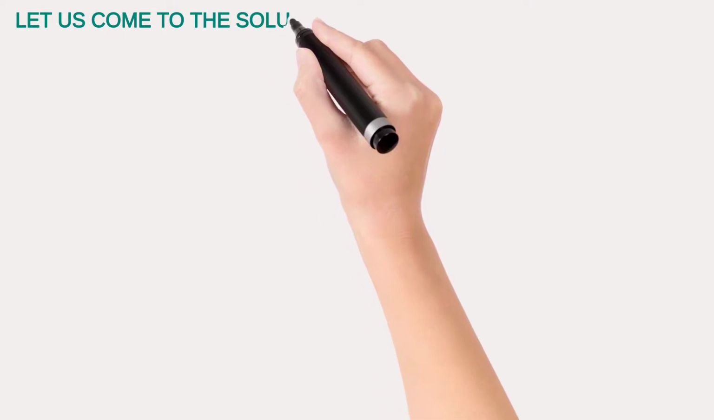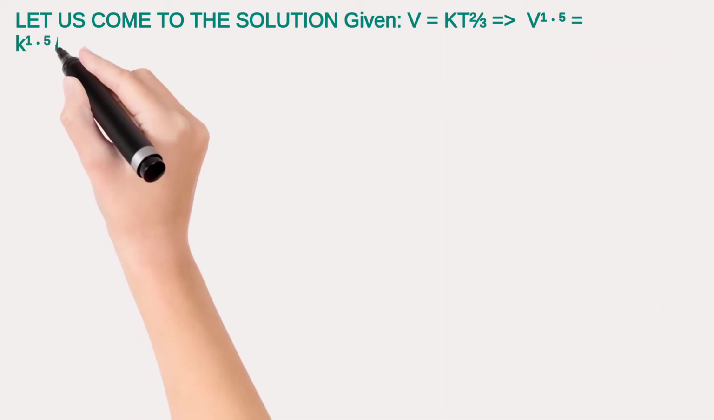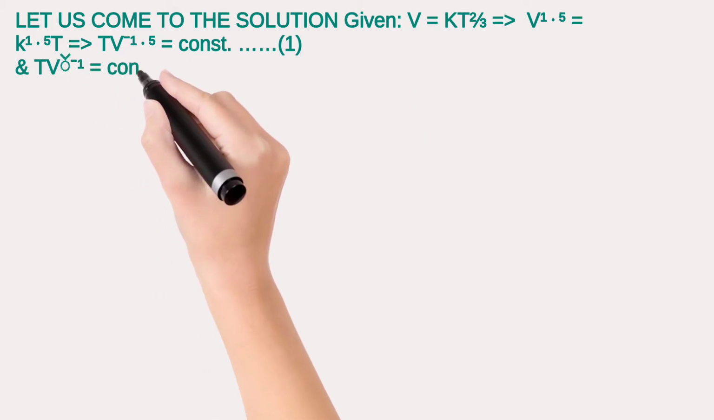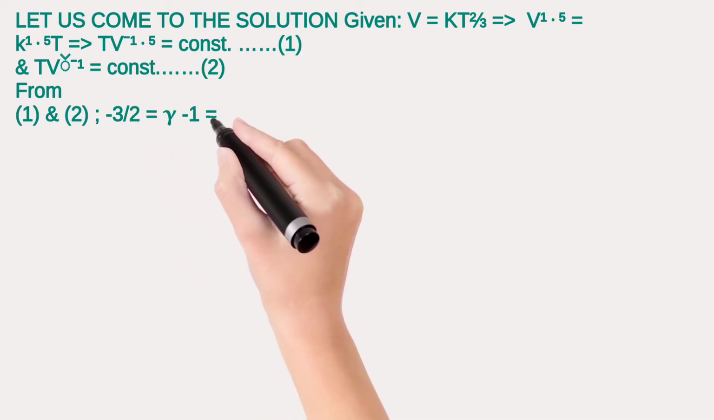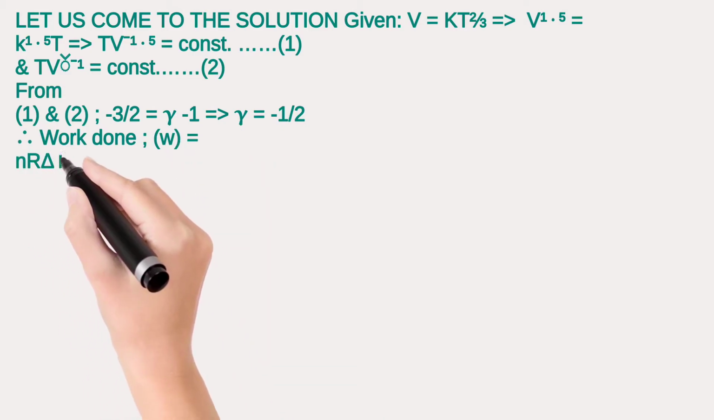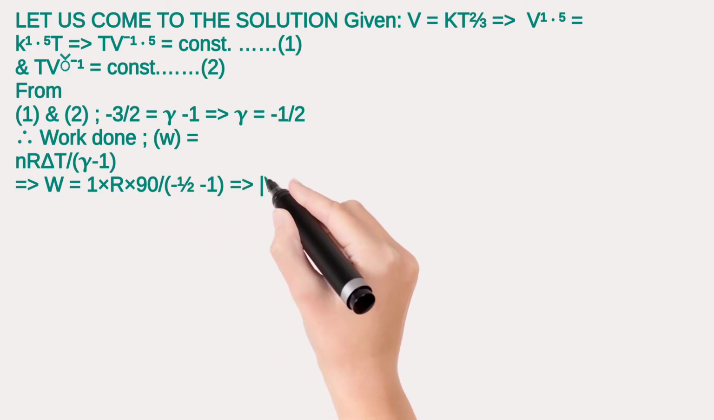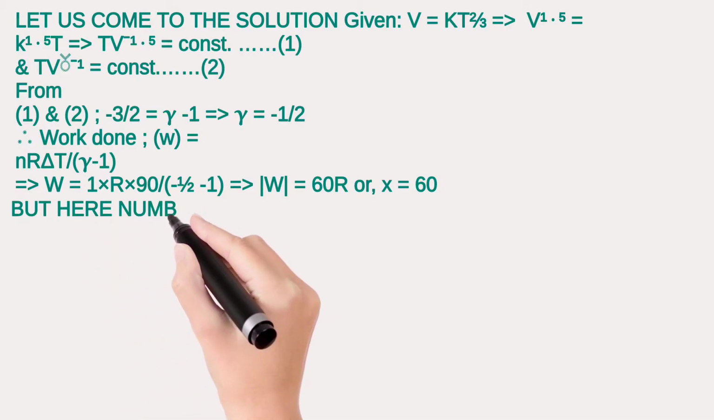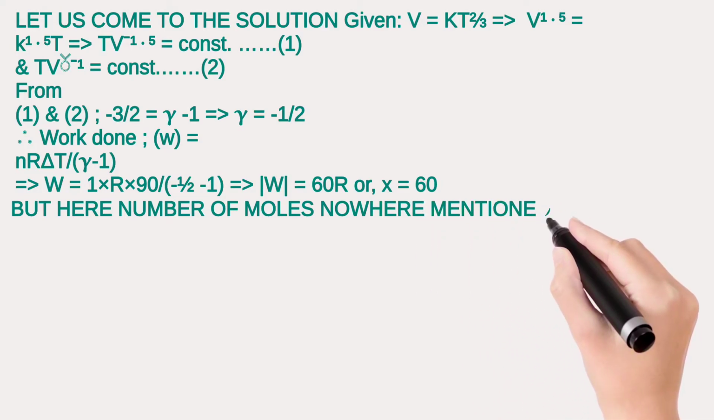Now let us come to the solution, which is given as: the process is V equal to K T to the power 2/3. It implies V to the power 3/2 is equal to K to the power 3/2 into T. It implies T V to the power minus 3/2 is constant, that is equation 1. And the basic equation of a polytropic process, or here let us compare it as an adiabatic process, T V to the power gamma minus 1 is constant, equation 2. From 1 and 2, minus 3/2 is equal to gamma minus 1. It implies gamma is minus 1/2.